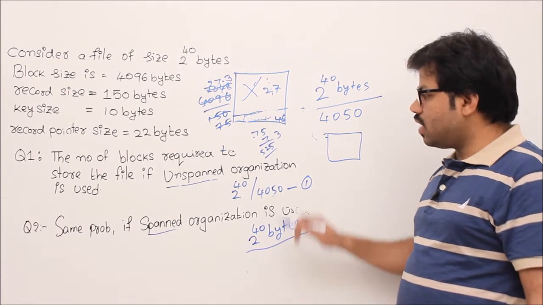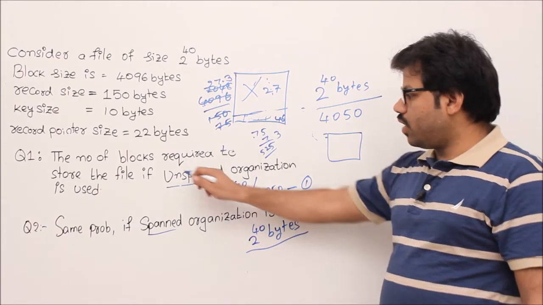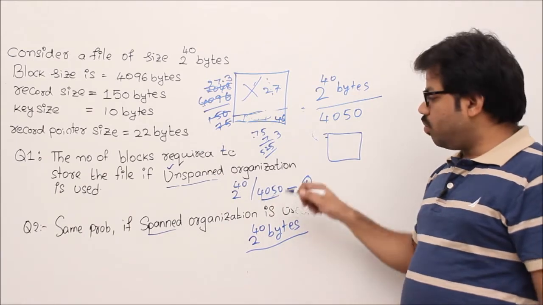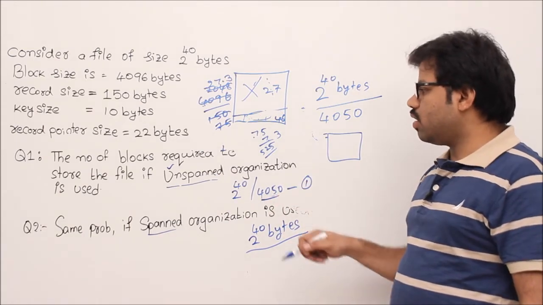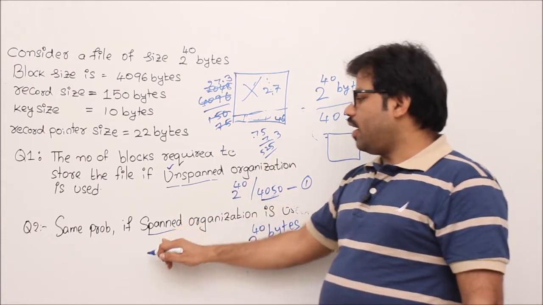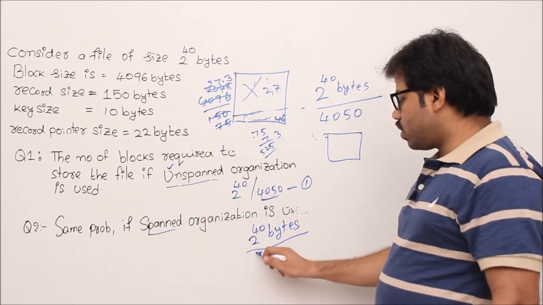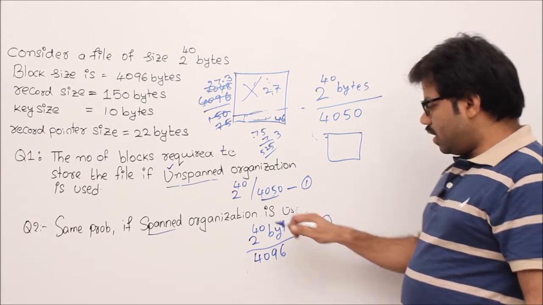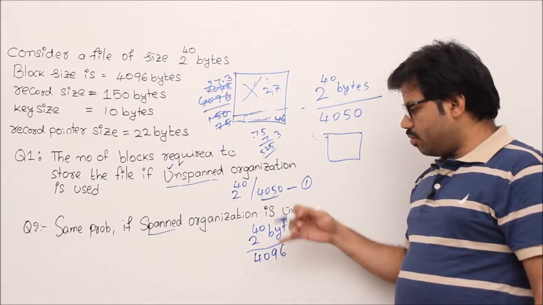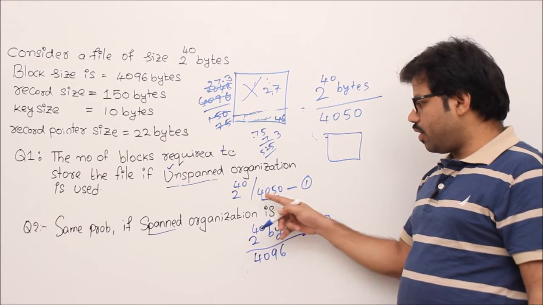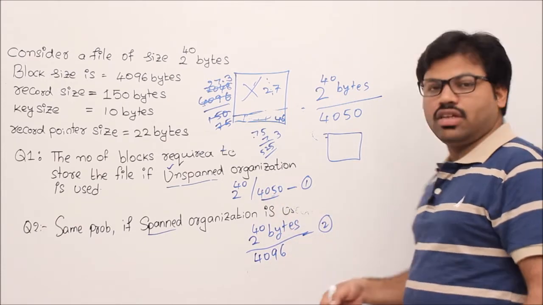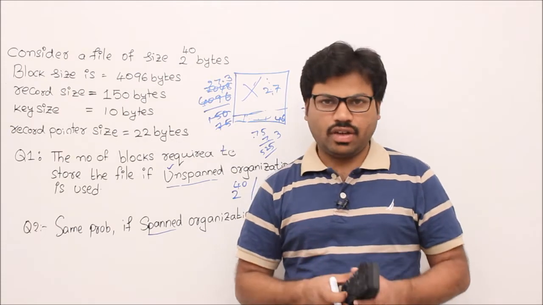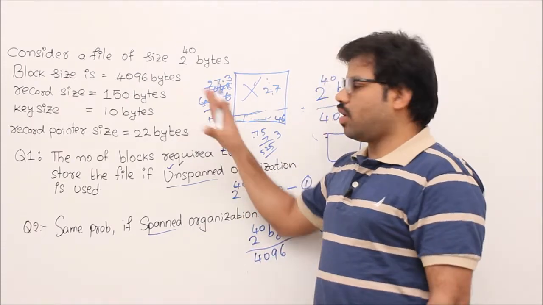What is the block size? The only thing is, from now onwards, for unspanned we should write the effective block size, how much block size you are using in each block, and in spanned, the complete block size. What is that? 4096. So this would be the answer for the second one. I think there might not be much difference, right? Because 2 power 40 by 4050 versus 4096, maybe one or two blocks difference, otherwise some 10-15 blocks difference you get. Okay, so this is about this problem and calculations.